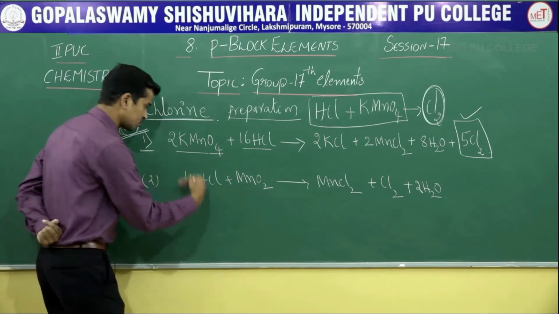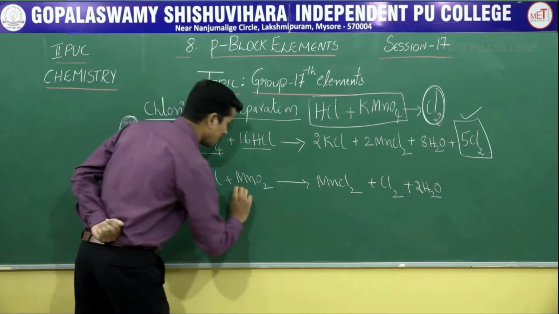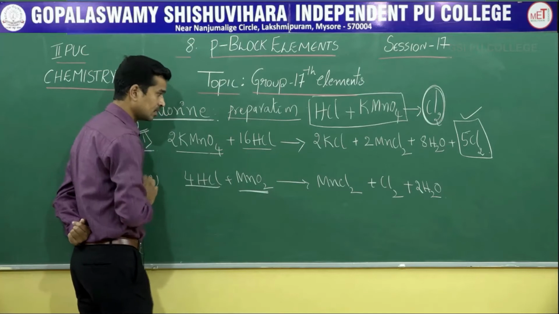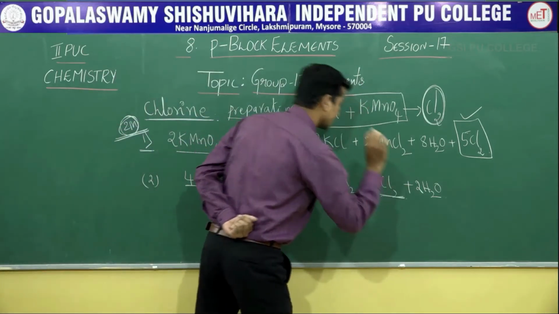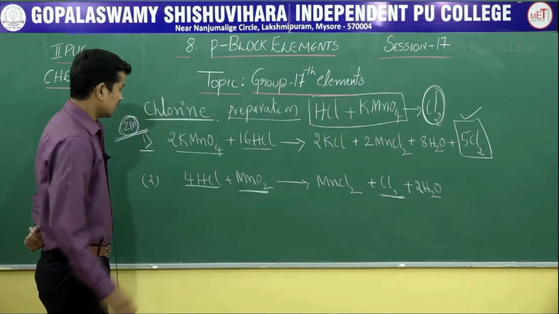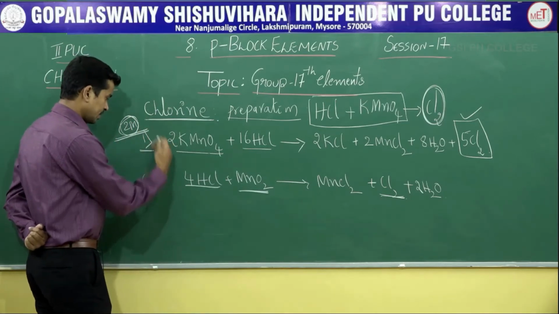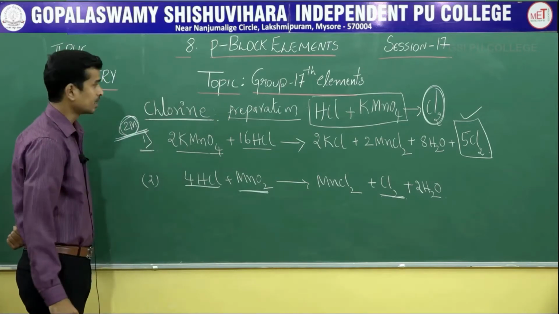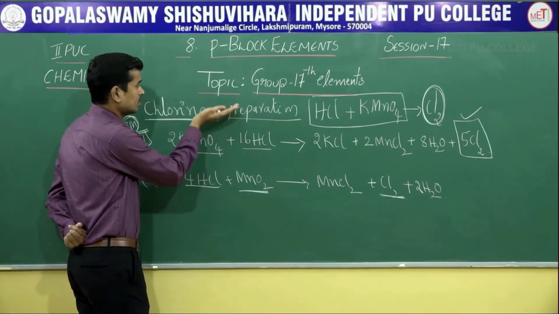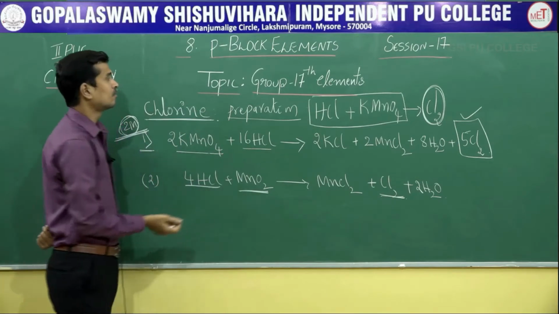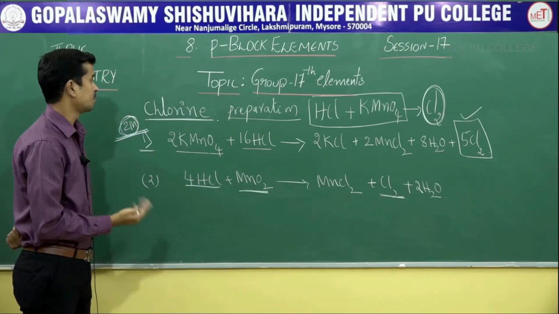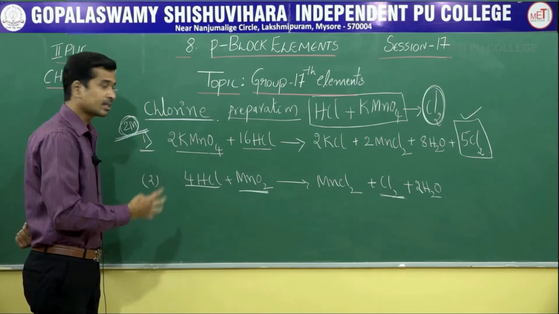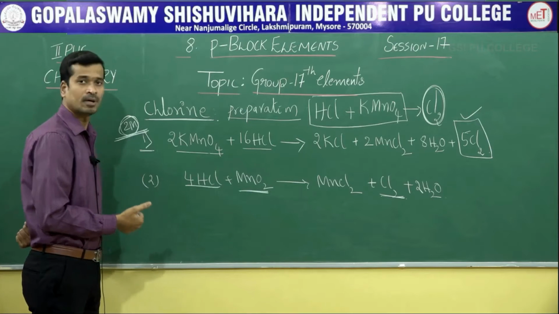Next method, it is also prepared by using MnO2, manganese dioxide, treated with HCl to give chlorine gas. Okay, out of these two reactions, the first reaction is very important. This is the preparation of chlorine in laboratory method. Next, move on to the chemical properties of chlorine.